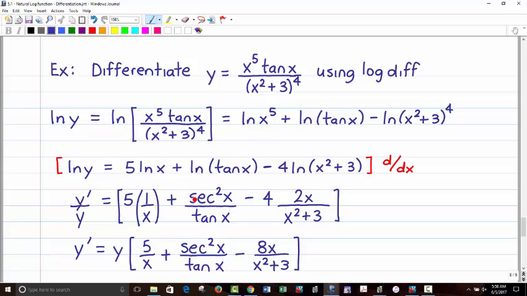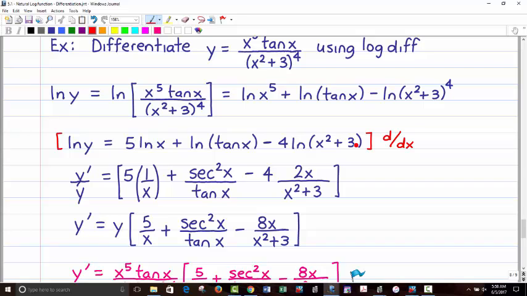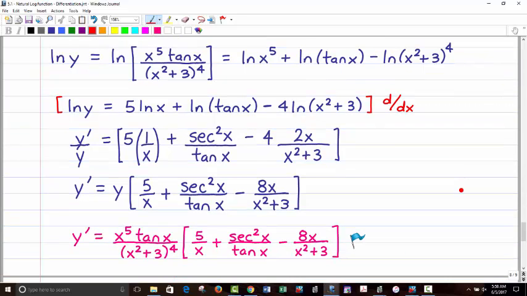So sec squared over tan x. There we go. And then the next one, the derivative of x squared plus 3 would be 2x over x squared plus 3 with the 4 there. So I just put this together as 5 over x. I went ahead and multiplied the 4 times 2. It would be 8x over x squared plus 3.